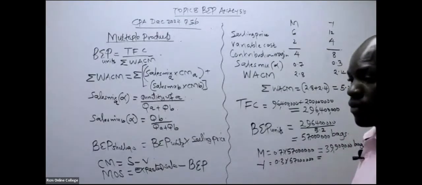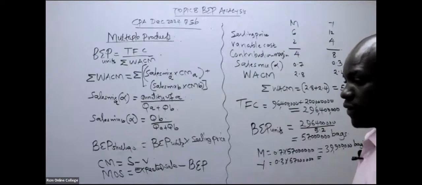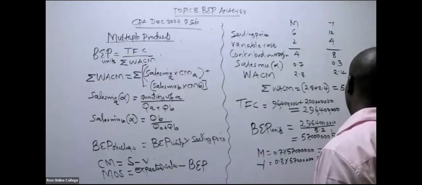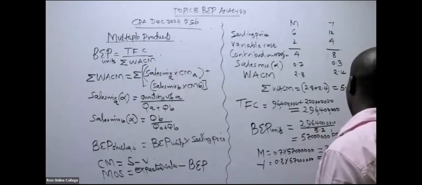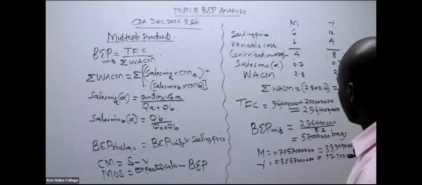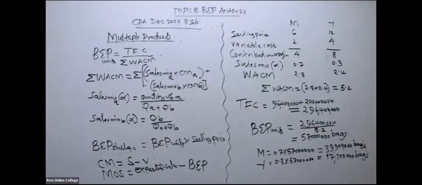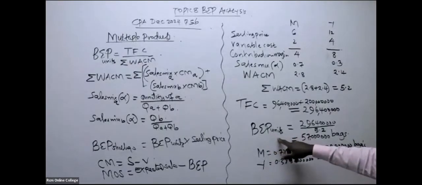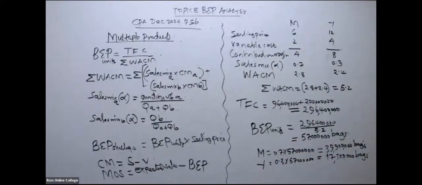Product Y? 0.3, that is 17,100,000 bags. So that is what we have. And of course, you can see when you add the two, it must give you what they are sharing here. It is bags or shillings? Break-even point in units. It is in bags.